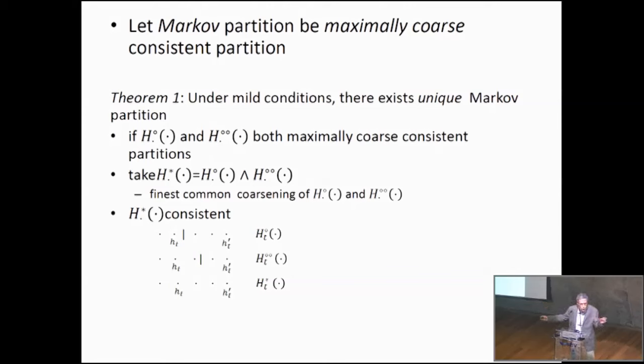And so, putting those two statements together, player I's decision problem after HT and HT prime must be the same, showing that H star is consistent after all. And so we have a unique Markov partition, which is what we wanted to show.